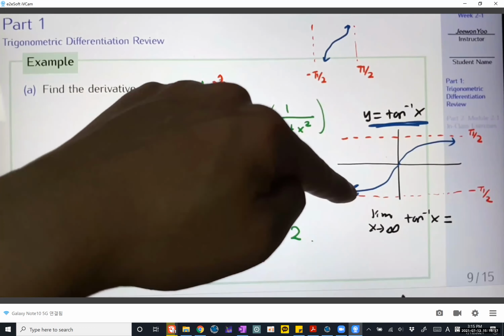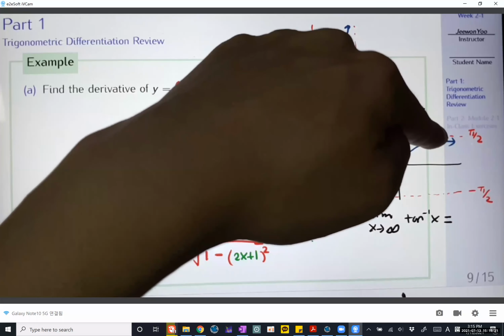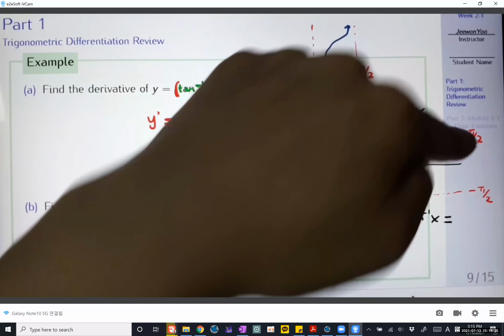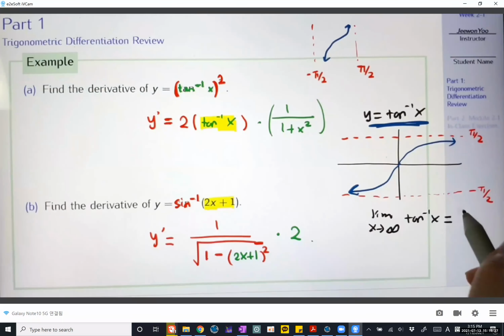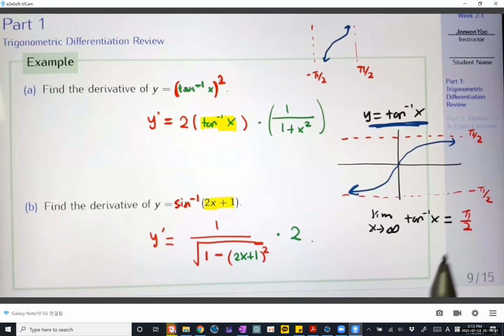Limit as x approaches infinity of inverse tangent x. The y values become close to pi over 2. Pi over 2. So the whole point of teaching this is that if you know the graph, then you should be able to answer this kind of limit in the long run, week 4 or so.